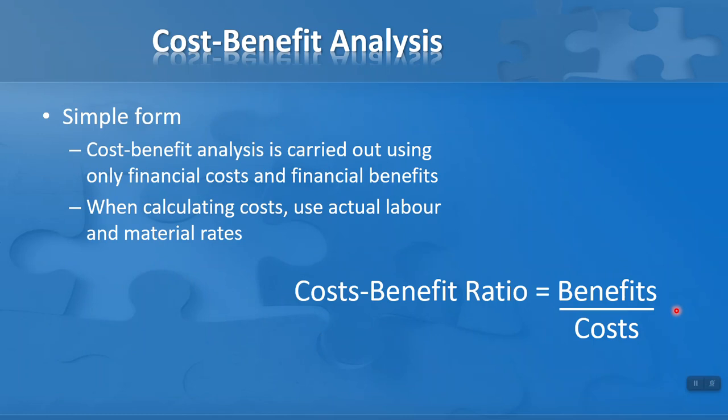In the simplest form, which is the form we're considering in this lesson, cost-benefit analysis is carried out using only financial costs and financial benefits. For example, when we're calculating costs, we use actual labour and material rates. And a cost-benefit ratio then is a very simple calculation. Once we've calculated all the benefits of a solution and the cost of the solution, we just divide the benefits by the costs. That gives us our cost-benefit ratio. So clearly we will be looking for values of at least 1 or more for the cost-benefit ratio, and then we can work this out for different solutions, compare the cost-benefit ratios and choose the higher one.